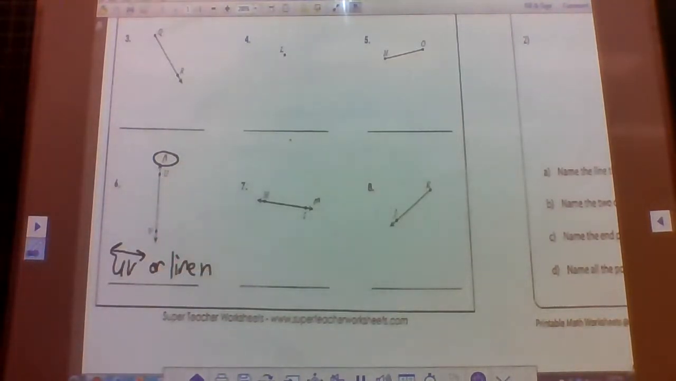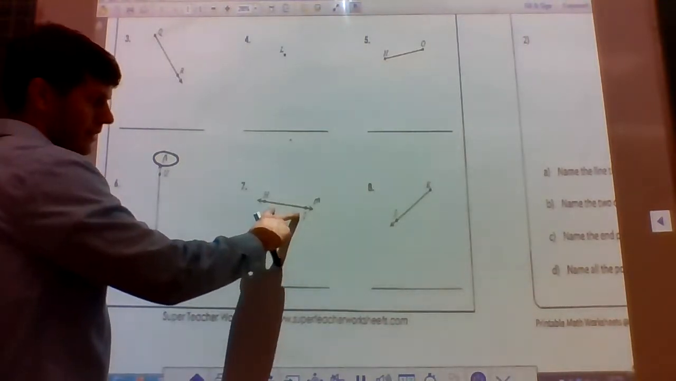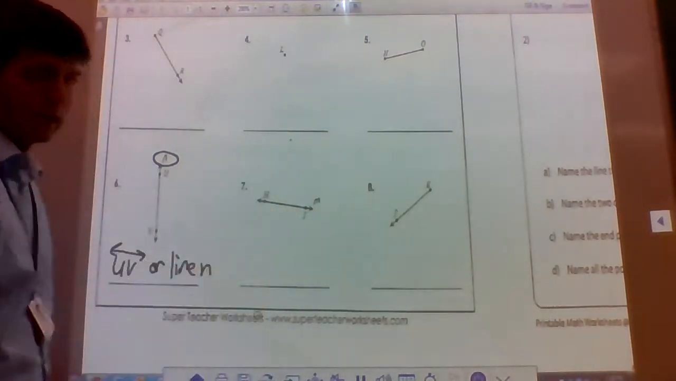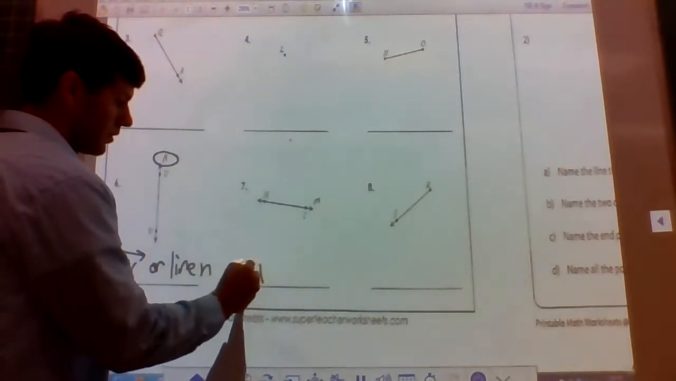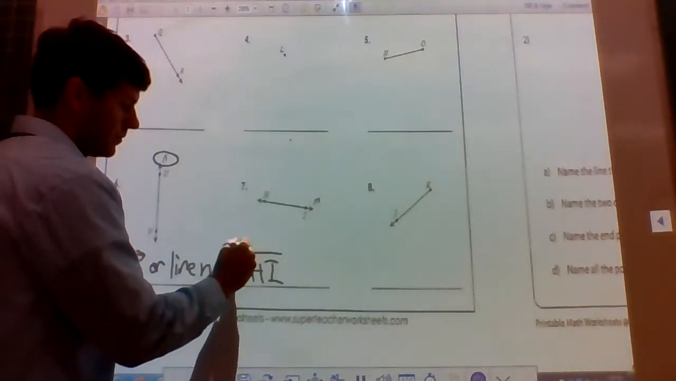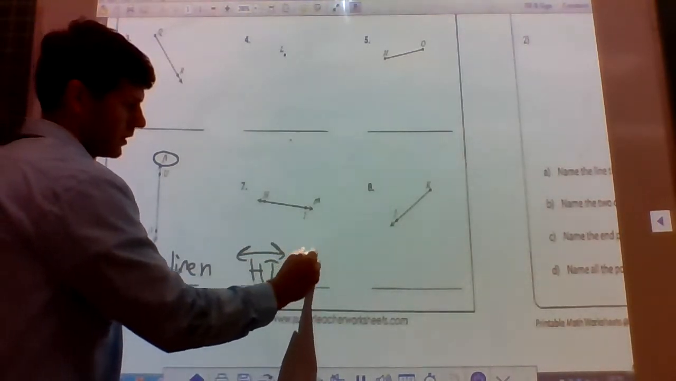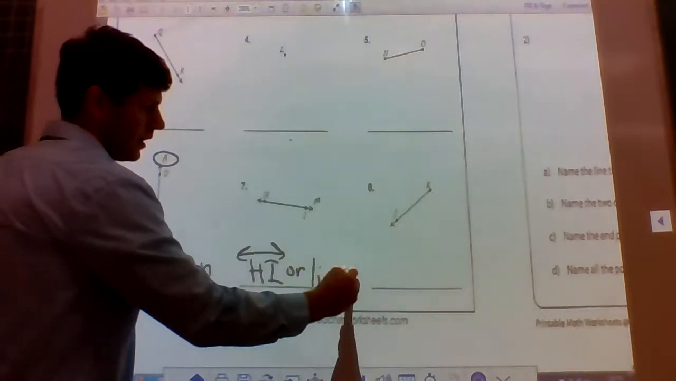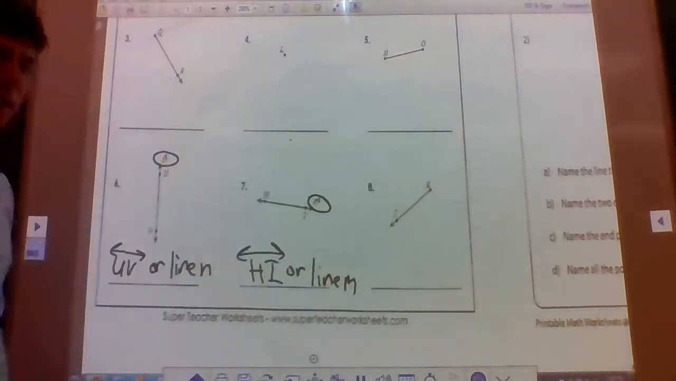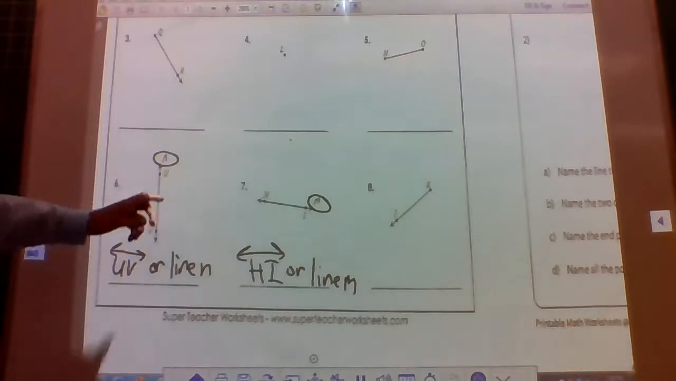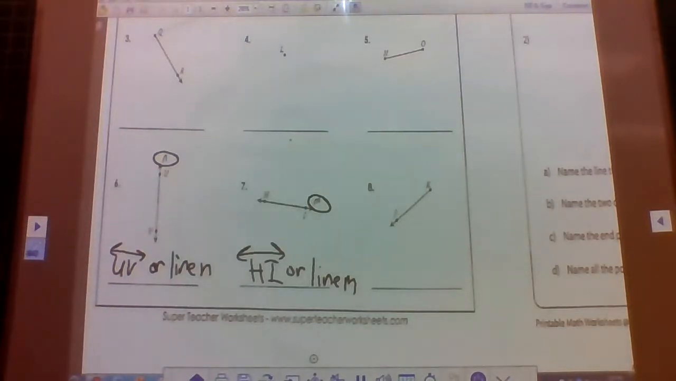Seven is also a line. The two points on the line are H and I, so we can do HI with the line over it, or IH. Or we can name it line M based on this symbol. M is not a point, just like N wasn't a point. It's just the symbol representing the line, naming the line for us.